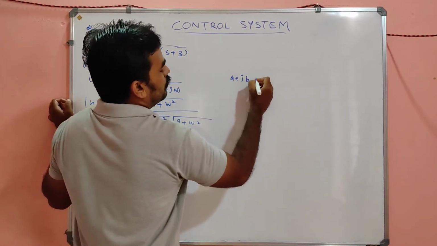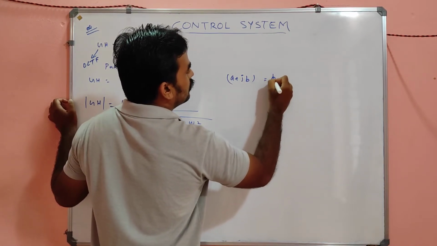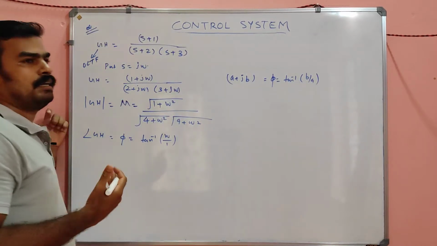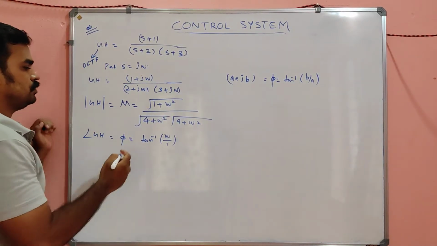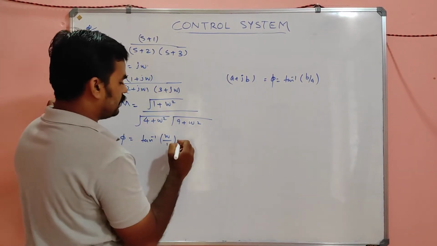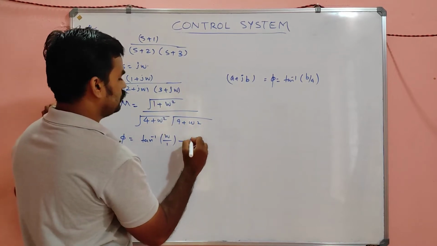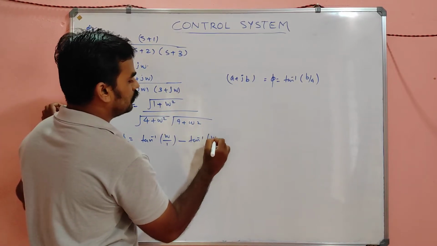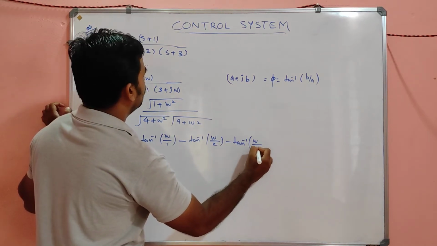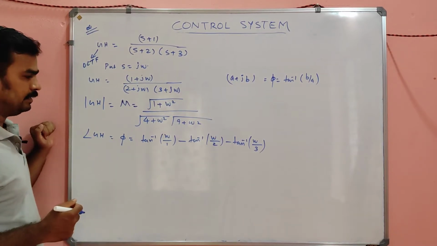A plus jB. What is the angle, my dear? Phi will be equal to tan inverse of B by A, imaginary part by real part, that's all. Simple. So the same you will obtain: numerator angle minus denominator angle, which is represented as tan inverse omega by 2 minus tan inverse omega by 3. Is it clear, my dear? So that's all about phi.